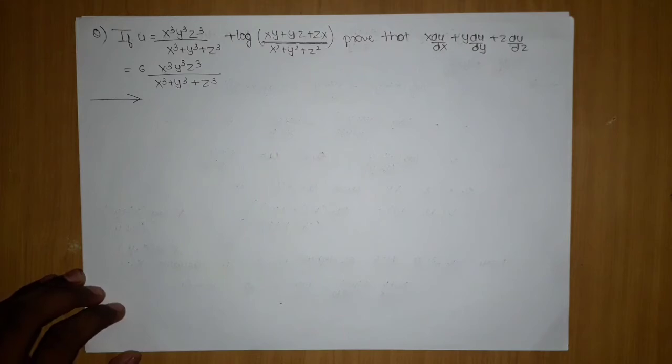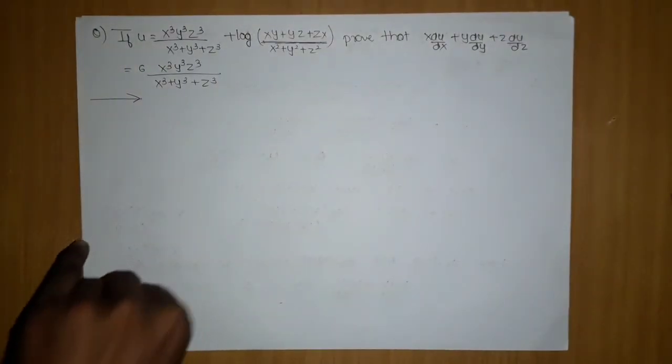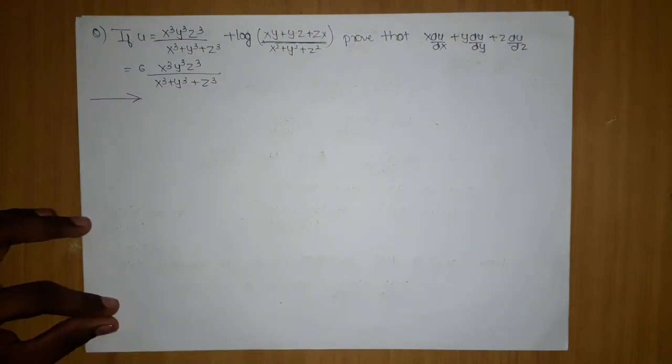Now the second question is, if u equals x cube y cube z cube the whole upon x cube plus y cube plus z cube, plus log of xy plus yz plus zx the whole upon x square plus y square plus z square, prove that x dou u by dou x plus y dou u by dou y plus z dou u by dou z equals 6 times x cube y cube z cube the whole upon x cube plus y cube plus z cube. Okay, now the first question you should ask yourself is that here log has appeared, so do we have to use a deduction thing?